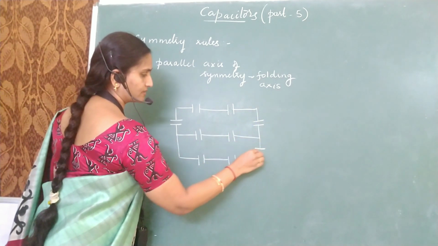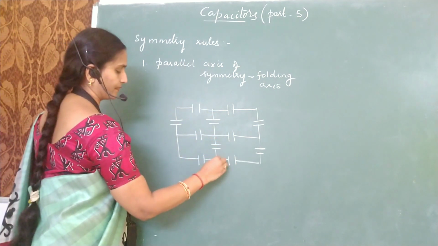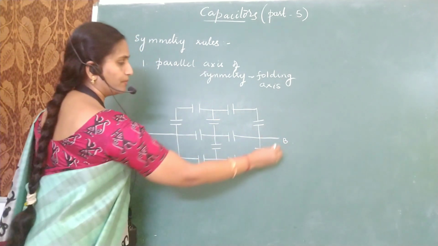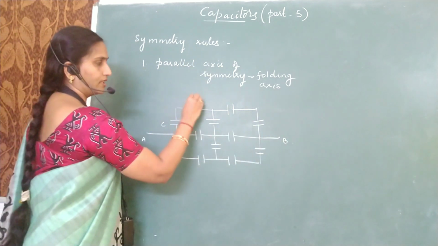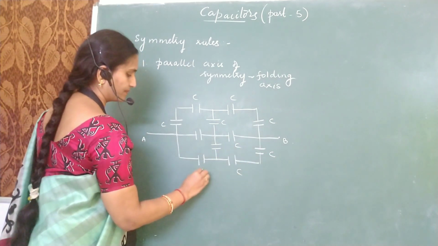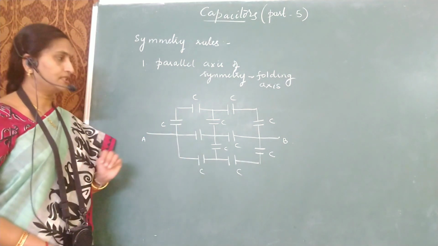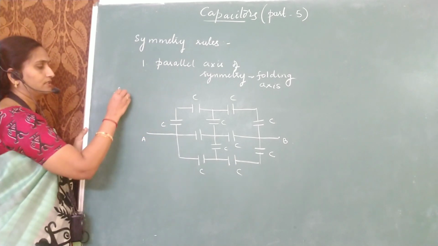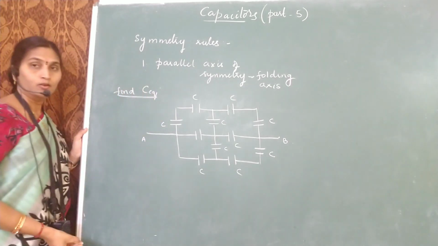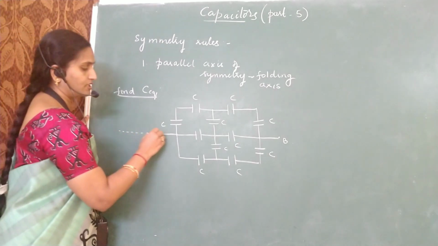A number of capacitors. This is A and this is B. I take all the capacitors to be of equal capacitance C. So this is a network of capacitors, and for this network you are asked to find the equivalent capacitance.